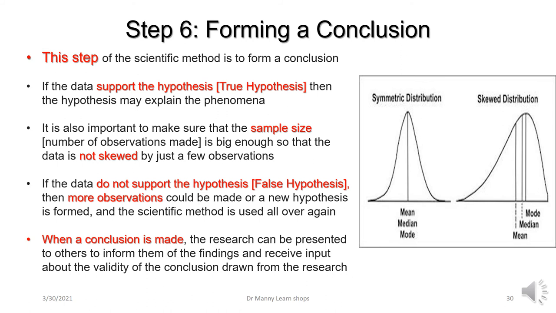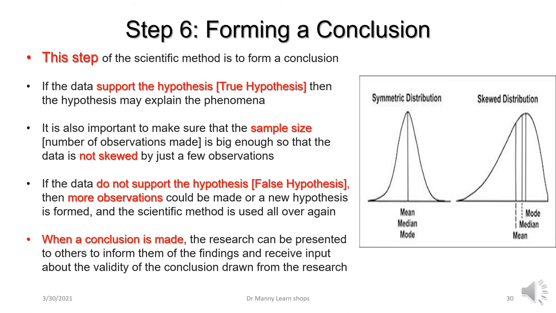Skewness in statistics is the degree of distortion from the symmetrical curve in the bell, which is the normal distribution. A normal distribution has got a skew of zero. If the data doesn't support the hypothesis, this is a false hypothesis, then more observations need to be made. Or you may have to formulate a new hypothesis and you have to do the scientific method all over again.